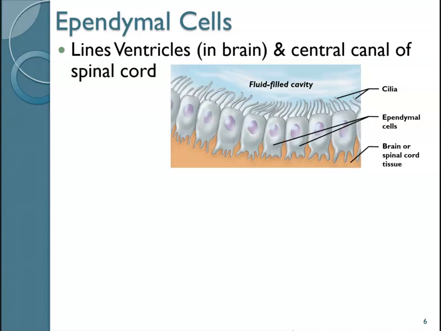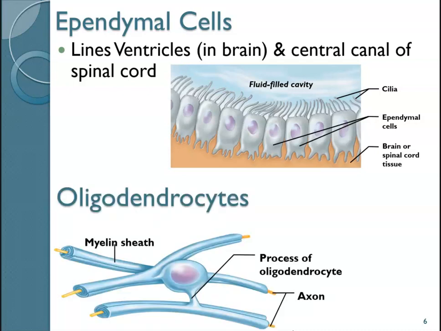The last one of the central nervous system cells we're going to look at are oligodendrocytes. These are responsible for producing myelin. Okay, so myelin, which I actually have a slide on shortly, is made up of mainly fat, right? So we'll talk about it in a second.